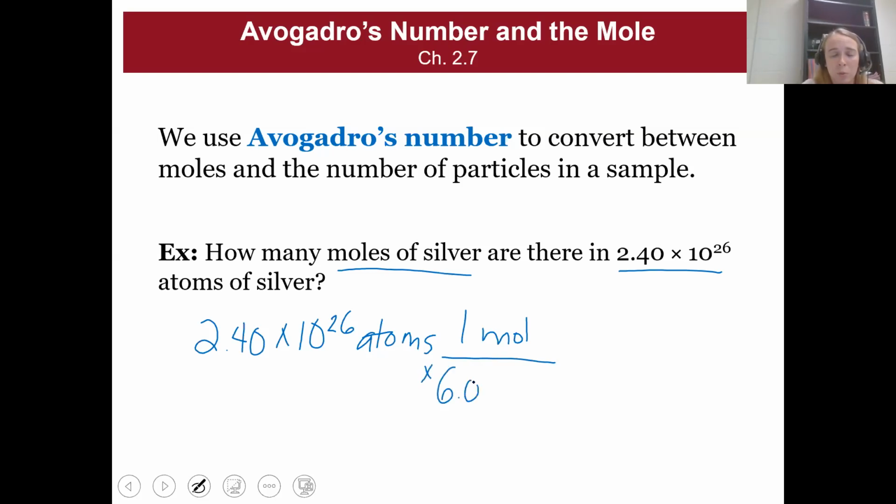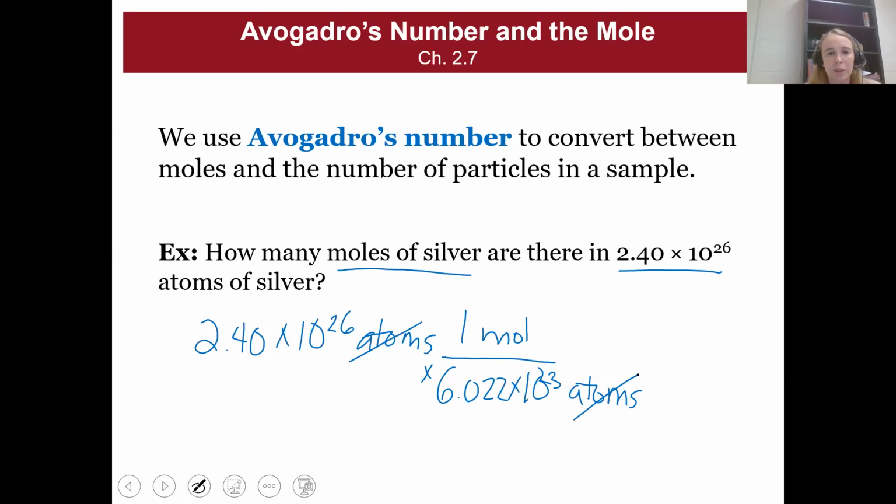So 6.022 times 10 to the 23rd atoms in a mole. Just like there could be 6.022 times 10 to the 23rd donuts in a mole of donuts. It's just a counting unit. So now we can cancel out atoms and we'll end up with moles.